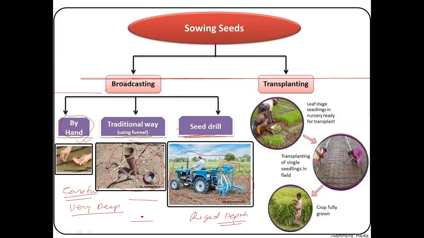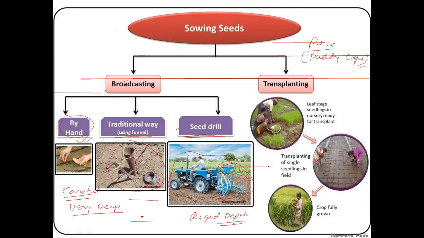So you see, after sowing, what happens? Usually you will see in plants like rice, they are paddy crops. First they are grown in a nursery, just like how a child first goes to nursery where he is nurtured and taken great care of.